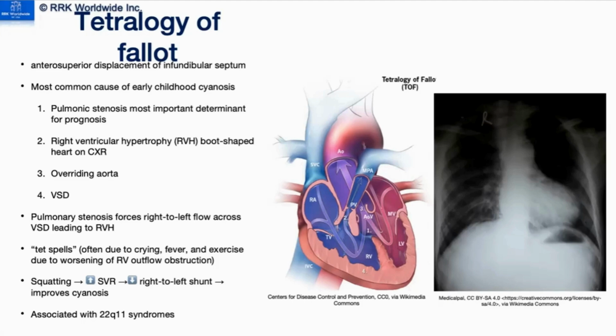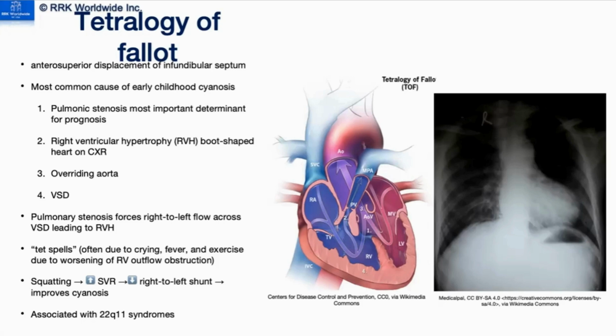So just a little bit more about the pathophysiology. The pulmonary stenosis is going to force the flow to the left. So right to left flow across the VSD, and that's obviously going to lead to your right ventricular hypertrophy, and obviously you're going to have a very hypertrophic right ventricle, which will cause the boot-shaped heart.